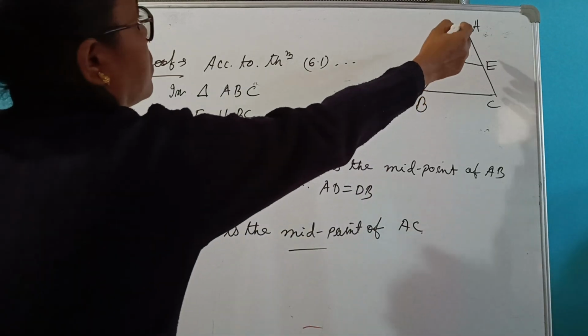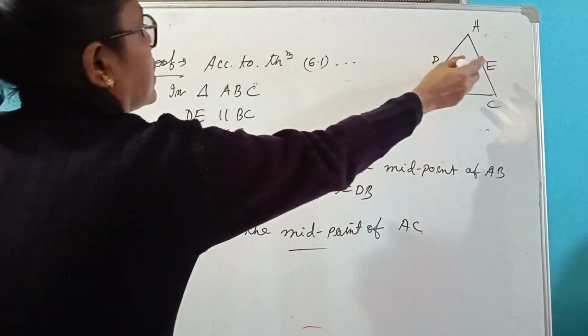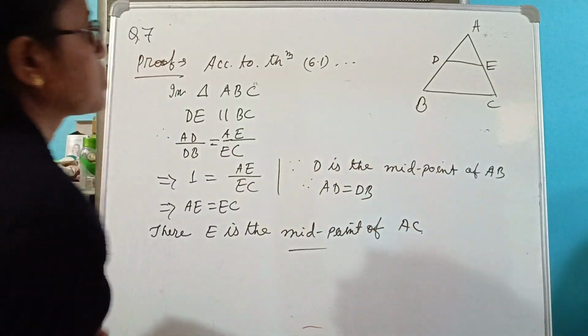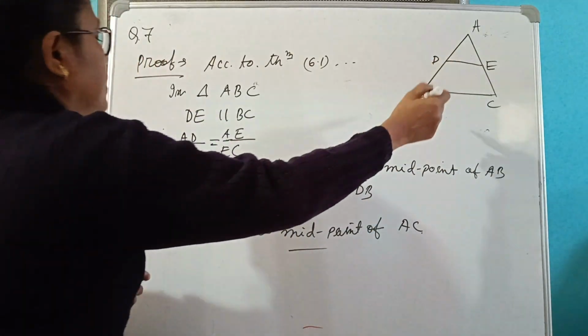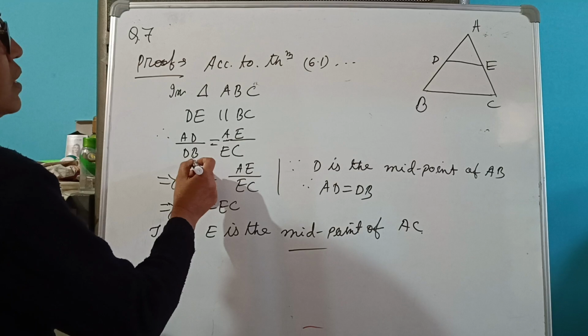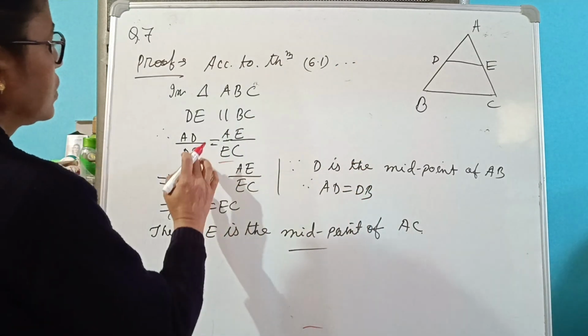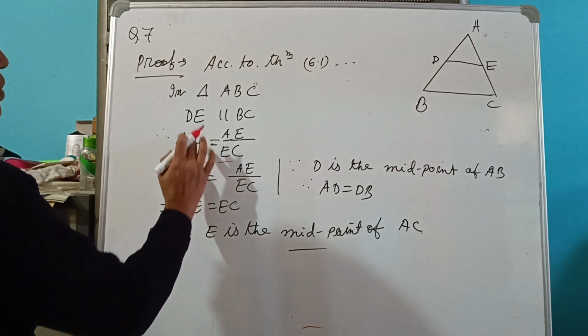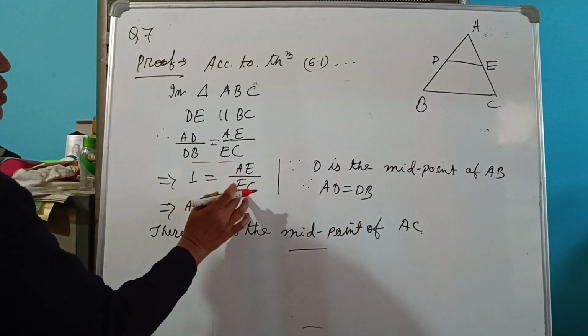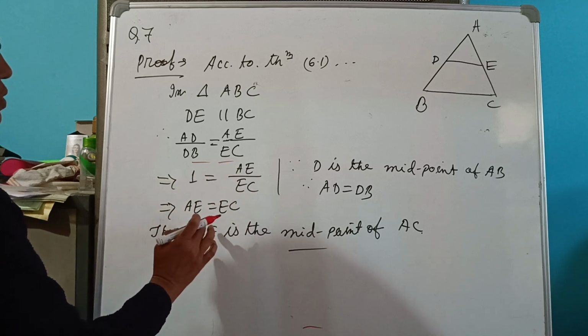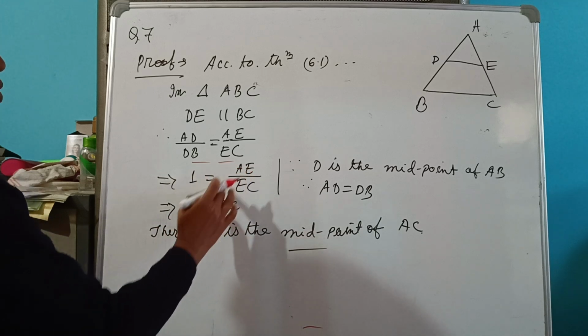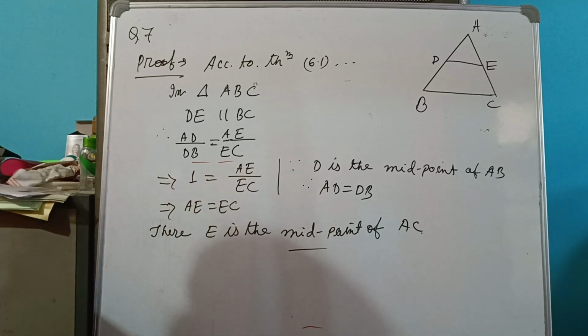What is given in the triangle ABC? DE parallel to BC. So AD by DB is equal to AE by EC. Since AD and DB are equal, when equal parts are divided, we must get 1. Therefore, AE is equal to EC. Since AE is equal to EC, E must be the midpoint of AC. So easy, na?